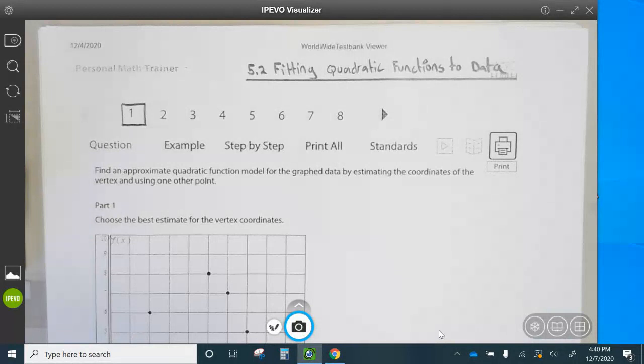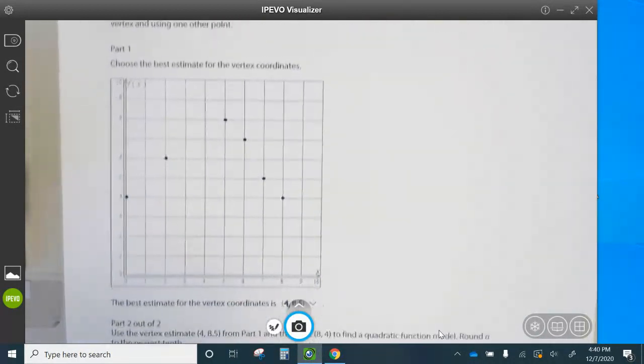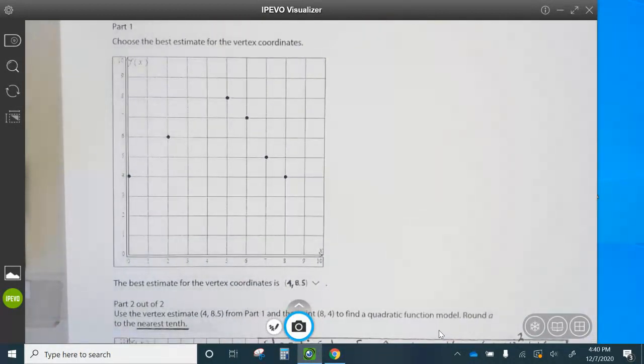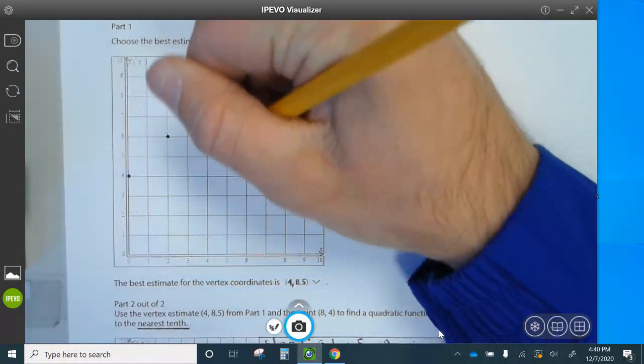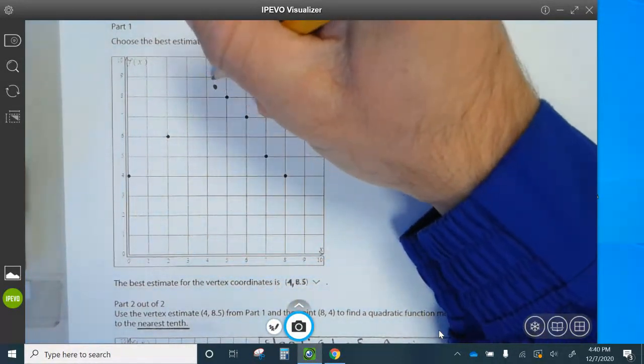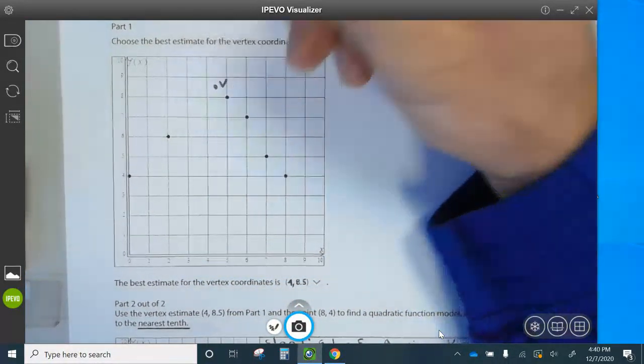Question number 1. Find an approximate quadratic function model for the graph data by estimating the coordinates of the vertex and using one other point. Part 1. Choose the best estimate for the vertex coordinates. Okay, that point is 4, 8.5 right here. There's your vertex.